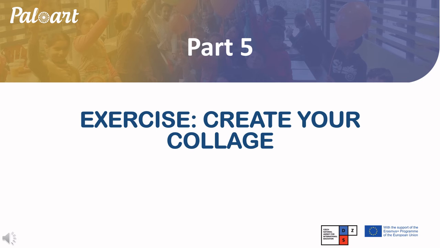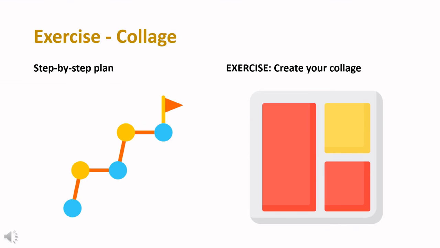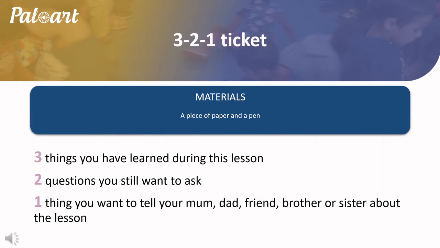The learners create their own collage in the fifth part of this lesson. They do this with the help of a step-by-step plan that should guide them to work on an assignment individually. Finally, the trainer closes this lesson with the 3-2-1 ticket exercise.